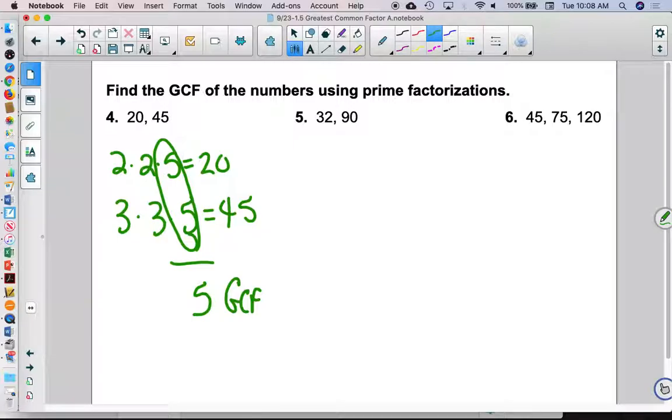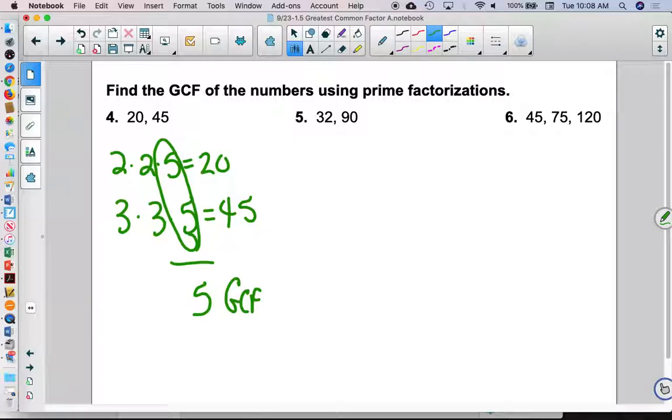So let's go ahead and do 32 again with the prime factorization. Number 5, 32 and 90, prime factorize them. These are prime factorizations. The tree is the tool to get there, but the prime factorization is the way I've written them out. I want the factorization done. You can check it with the ladder if you want, but I want that prime factorization.